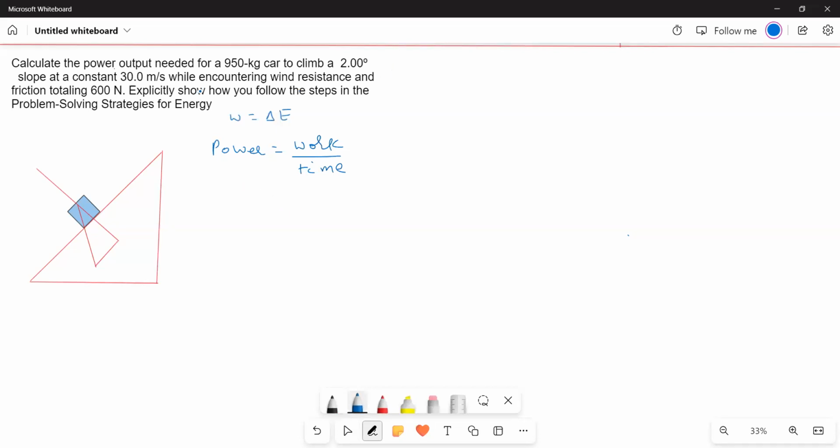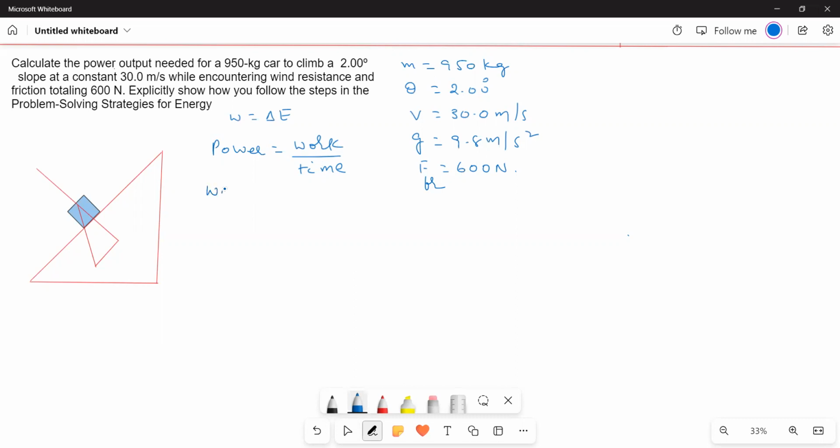So now we will write down the data. Mass is given as 950 kilograms, and then angle is given as 2 degrees, and then velocity is given as 30 meters per second, and then I am taking g as 9.8 meters per second squared, and then force is given as 600 newtons. Okay, here this is the force of friction. Now we have to find out the work.